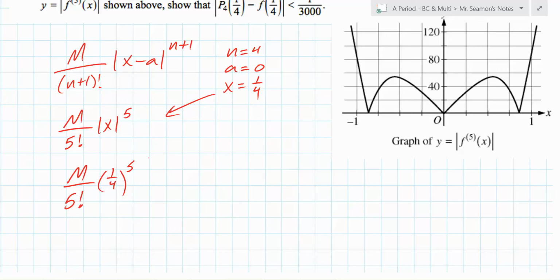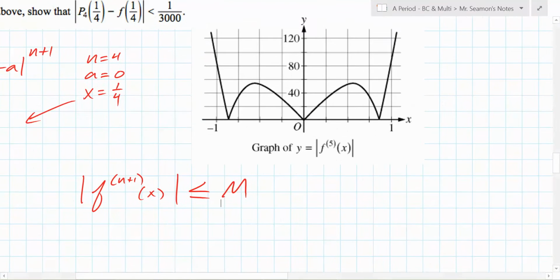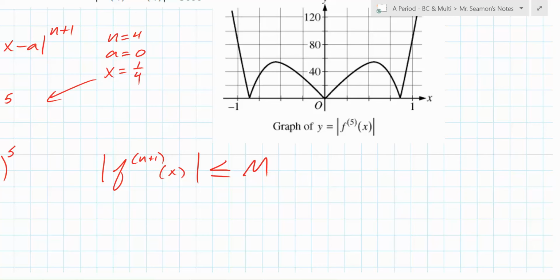Now we're on the quest for what? M. We're on the quest for M. And what do we know? The absolute value of f n plus 1 on the interval has to be less than or equal to M, right? What did they give us a picture of? They gave us what we want, which is, this is 5, right? We have the picture. And what is x? 1 over 4. Is everybody with me so far?